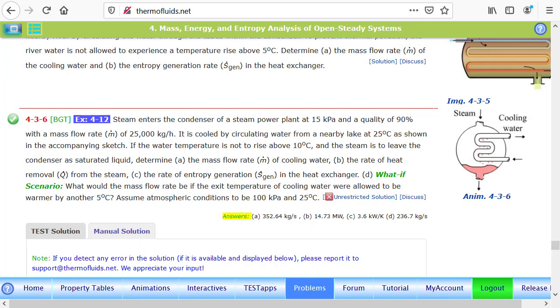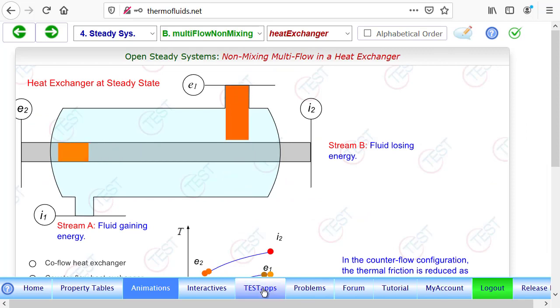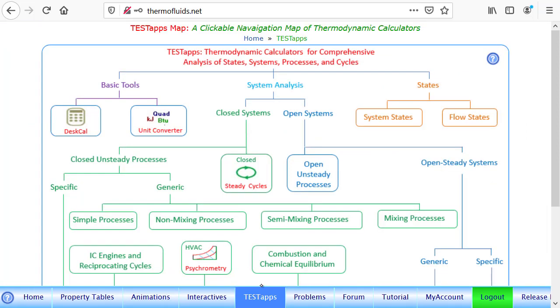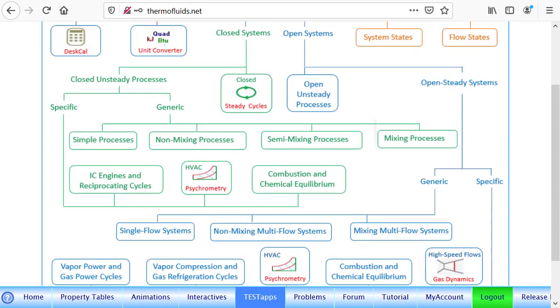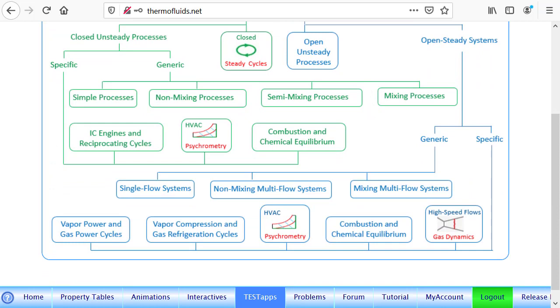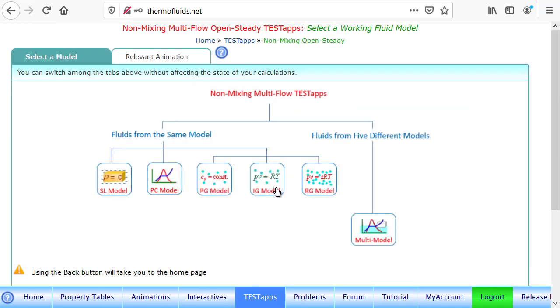So what TEST step do we need to solve this problem? Obviously, we go to the TEST steps page and system analysis. It's an open, steady system. If you go down this tree, open steady system, it's a generic system, and here are non-mixing multi-flow systems, of which a heat exchanger is a great example. If we click there, you will find the PC model. That should be our model of choice.